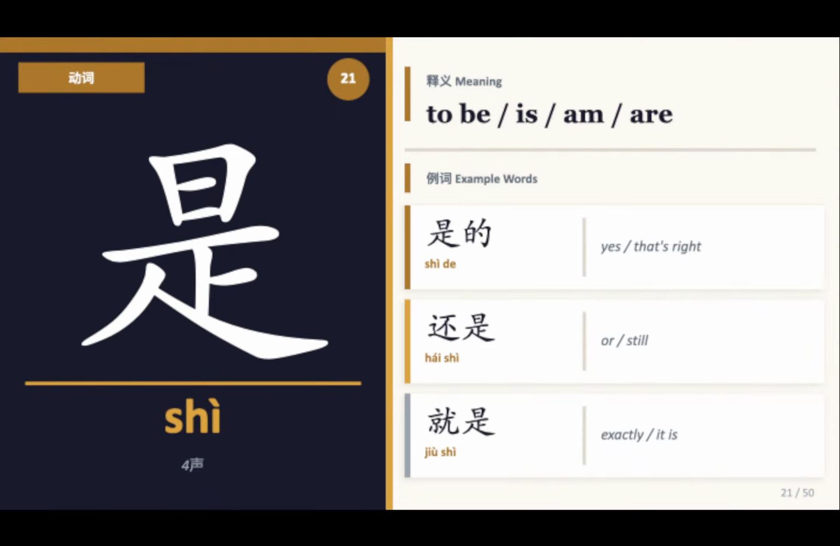Okay, so let's move on to something more complicated. So this word 是, we use that a lot, like 我是, 你是, 你是谁? Who are you? 我是 Audrey, like when you introduce yourself. So 是 is like to be. 是的 is yes, that's right. 还是 or still. 就是 exactly, it is.